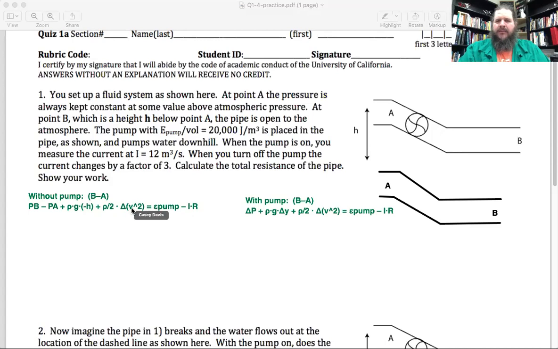And do we know anything about speed at point A and speed at point B? Yeah, points A and B, I think we can assume they're the same cross-sectional area, so that suggests no difference in speed. So we can ignore the speed term entirely. And in the without a pump situation, we certainly would not have the pump term.